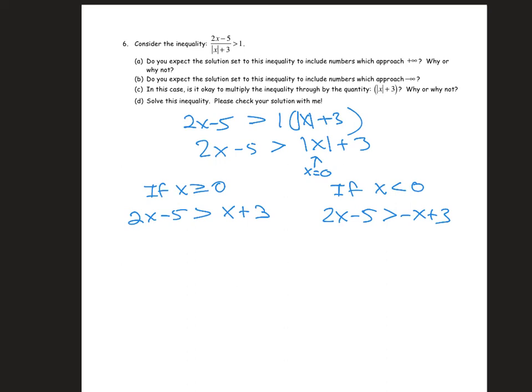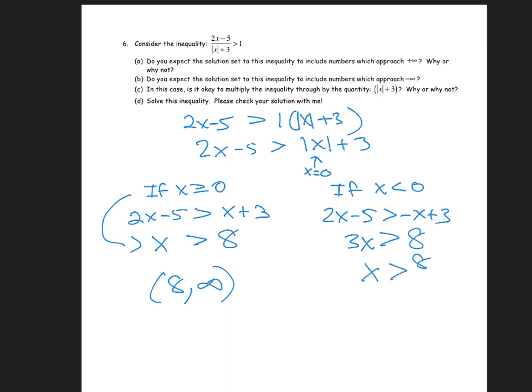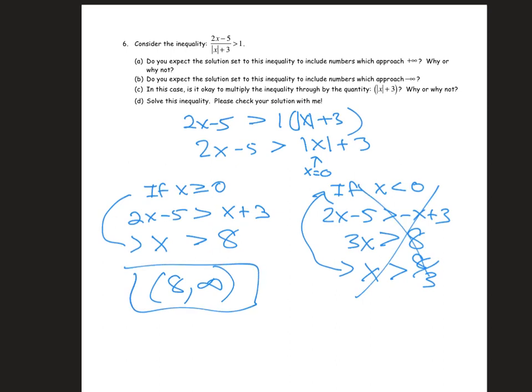So solving this left side, I get x greater than 8. And again, looking at the overlap with x greater than or equal to 0, from this side I'm getting 8 to infinity. And from this other side, I get 3x greater than 8, so x greater than 8/3. Well, there's a problem here because there's no overlap with x less than 0. So there's nothing from that piece. So the only solution here is 8 to infinity.